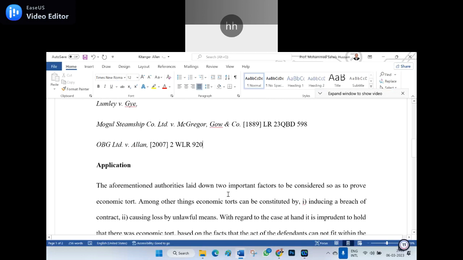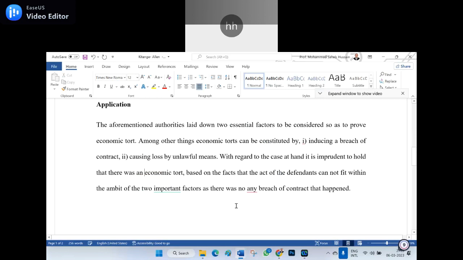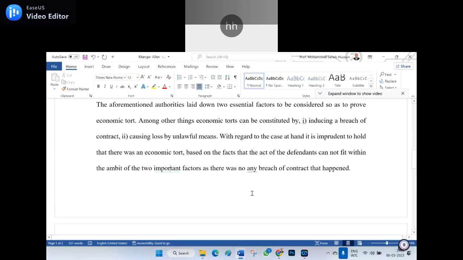Now the application. Yes, the aforementioned authorities laid out the two important factors. Two essential factors would be there to prove the economic tort, and the economic tort can be constituted by inducing the breach of contract or causing loss by unlawful means. With regard to the case in hand, it is prudent to hold that there is economic loss, and based on the facts the act cannot fit within the ambit of the two important factors. No, there is a breach of contract that happened.